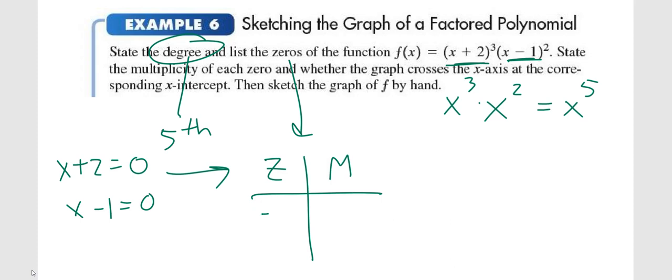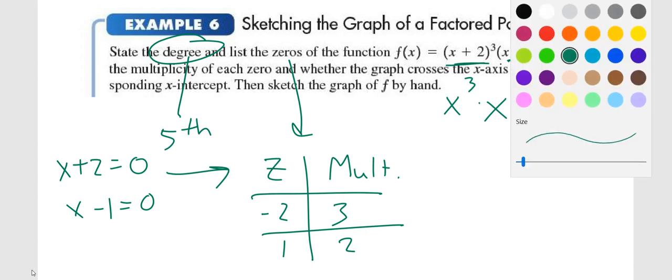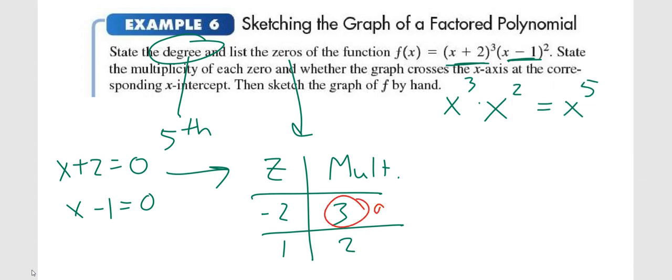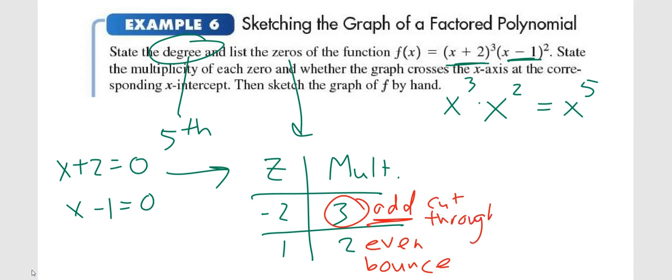So the zeros were -2 and 1. -2 had a multiplicity of 3, right? And 1 had a multiplicity of 2. Okay, so we should be seeing an odd multiplicity and an even multiplicity. This one's going to have the bounce, and the other one is going to cut through the axis. Gee whiz, got to be careful, can't go fast through these descriptions.